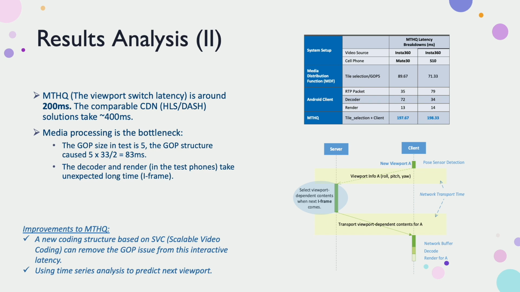The MTHQ latency is the second latency we measured in this implementation. The MTHQ latency is the viewport switch latency, and in this implementation we have 200 milliseconds, which is way better than the comparable CDN and HTTP-based solutions. In the latency breakdown, we can see the media processing is still the largest bottleneck. The temporal dependency, the GOP size in the codec, will cause about 40% of this interactive latency.